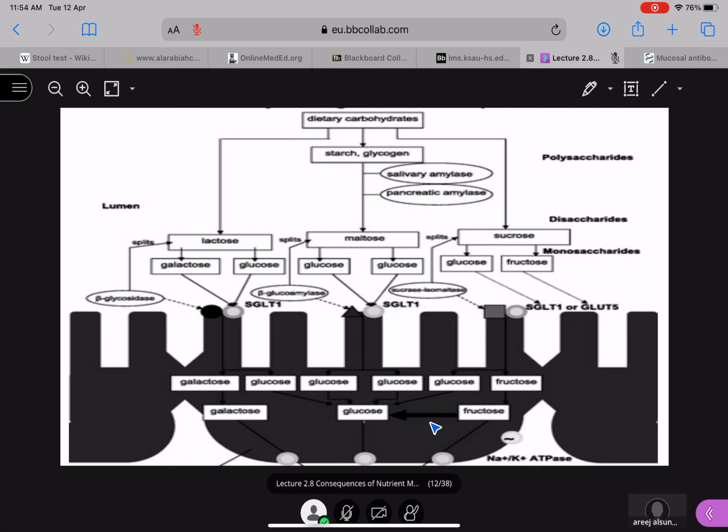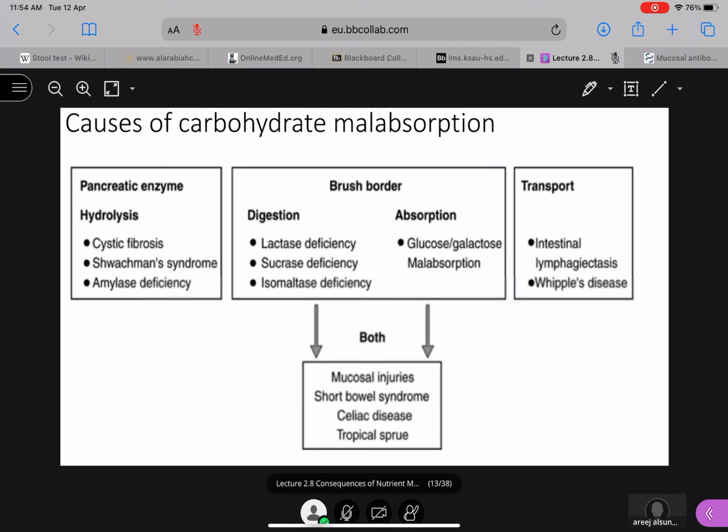In the enterocyte, again, the glucose will leave the enterocyte to the bloodstream by, again, an active transportation by a carrier called GLUT2. So again, entering of carbohydrate into the enterocyte and leaving the enterocyte, both are active processes carried through a special carrier. So what are the causes of carbohydrate malabsorption?